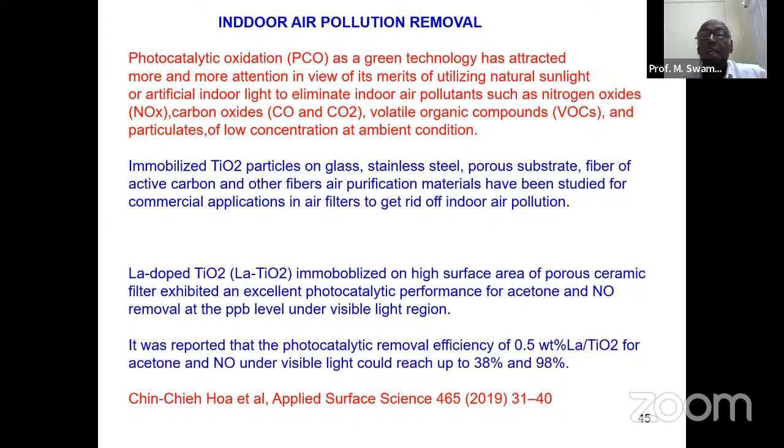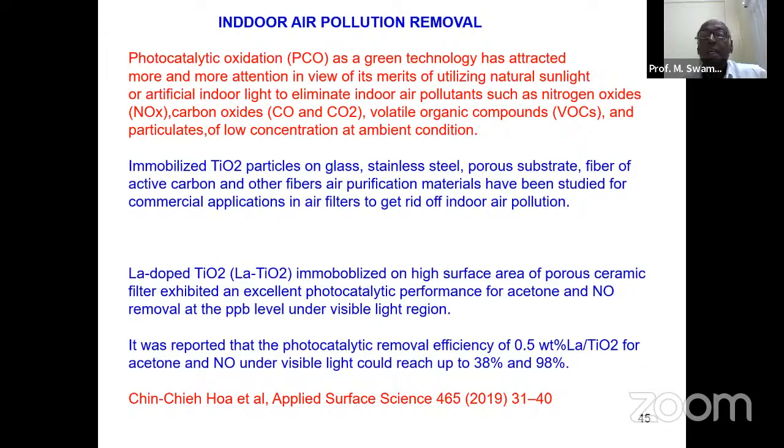also particulates. So it was reported that lanthanum doped TaO2 immobilized on high surface area porous ceramics exhibited excellent photocatalytic performance for acetone and nitric oxides. So here, this is the paper that was reported in 2019 using this lanthanum TaO2. And what are the reactions involved in the removal of the air pollutants?